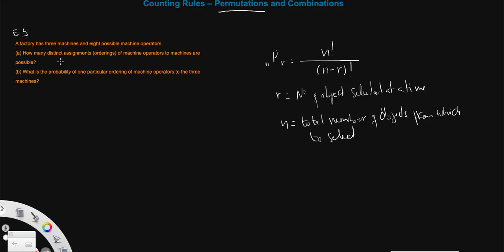A factory has 3 machines and 8 possible machine operators. How many distinct assignments or orderings of machine operators to machines are possible?